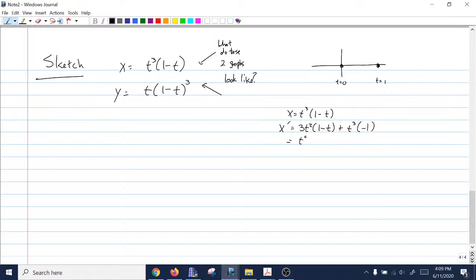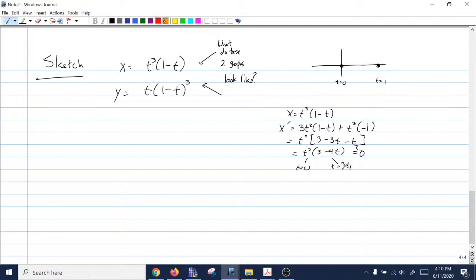I can factor out a t squared, and I'm left with 3 minus 3t minus another t. That's t squared (3 minus 4t). When does it equal 0? It equals 0 at t equals 0, and it equals 0 when 3 minus 4t equals 0. That's at t equals 3/4. I can solve that one in my head. So that's when the derivative of x equals 0.